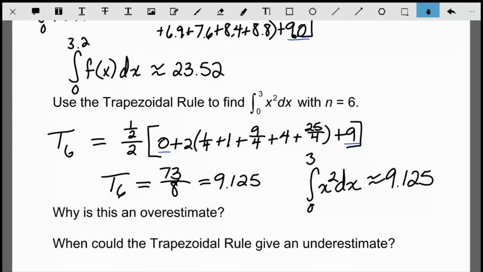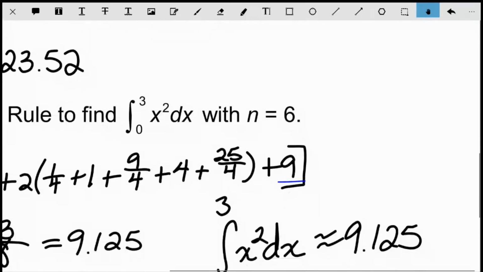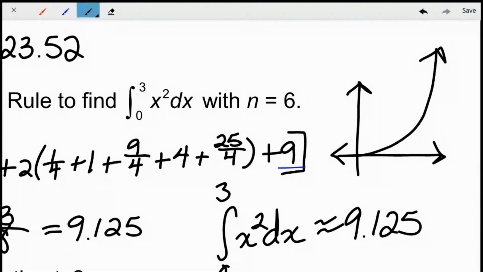Okay, so the question says, why is this an overestimate? Okay, so let's think about what x squared looks like. And I'm just going to do a piece of x squared here. I'm going to sketch this out. I'm not going to draw the whole thing. And I'm going to exaggerate this just a little bit. But we've got x squared, right? So let's say our first interval goes from here to here.